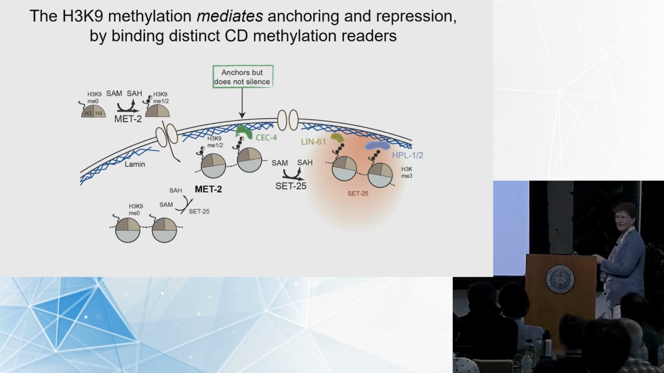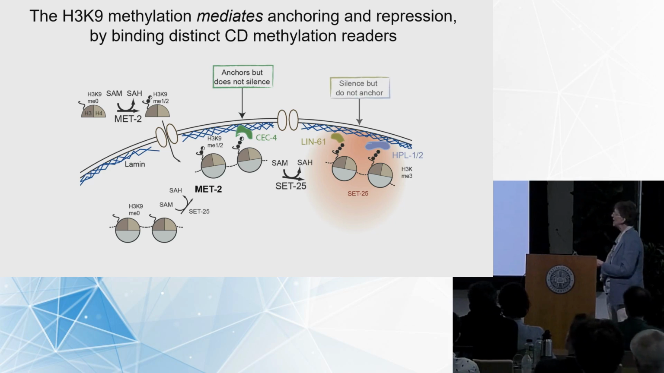K9 methyl not only can mediate the association with the membrane, it does so through a reader called CEC4, which anchors but does not silence. I'll give you that data in a second. And then the di- and trimethyl actually bind the HP1 or a second Lin61 reader, and they silence but do not anchor. And if you knock out CEC4, and leave the functional MET2, SET25 and the readers, you can silence without being at the periphery, at least in embryos.